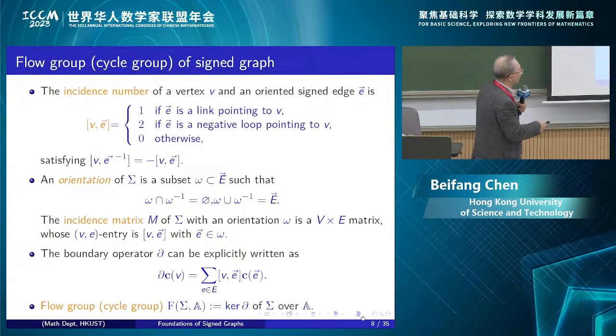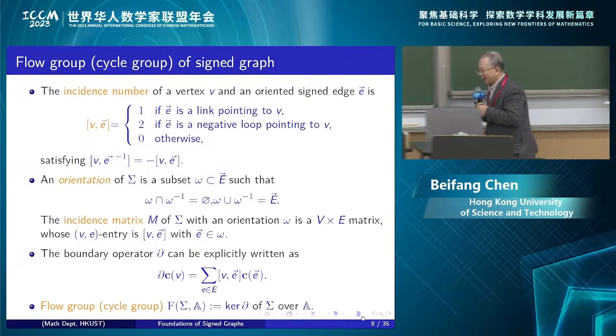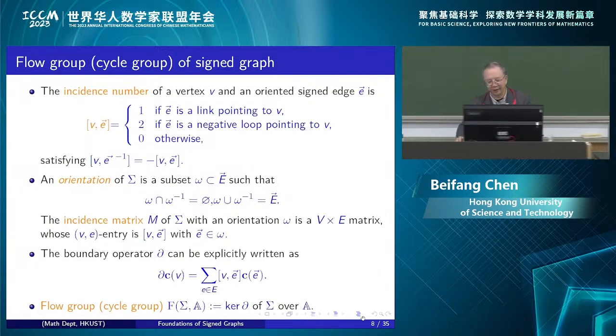If you fix the orientation and fix the basis, you get the incidence matrix. And the boundary operator with the incidence number, you can define the boundary operator automatically like this. Of course, the kernel is called the cycle group. In graph theory, usually we use a different name, a flow. It's called a flow group, with coefficients in the group.